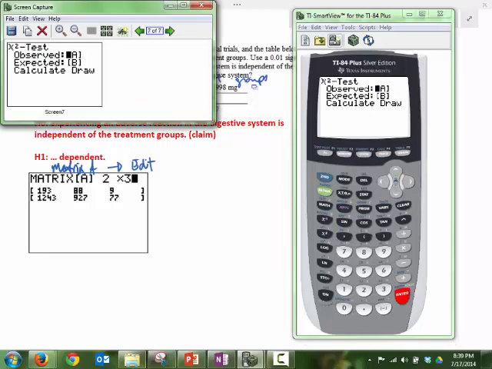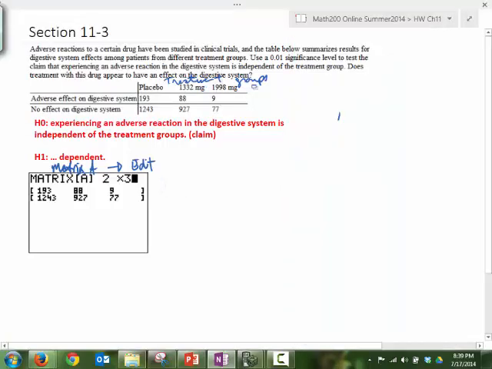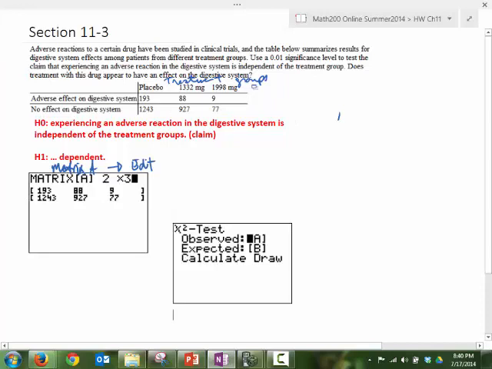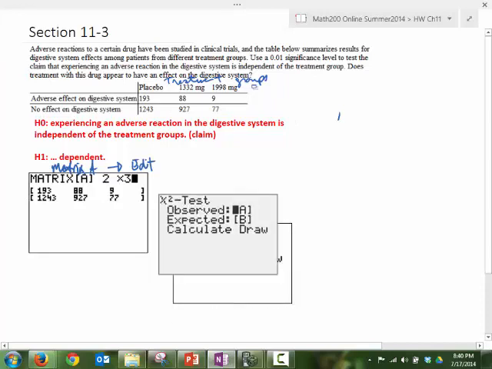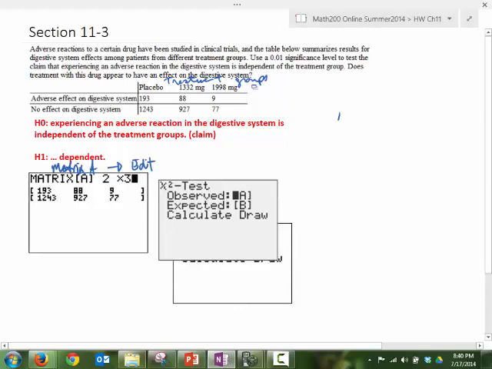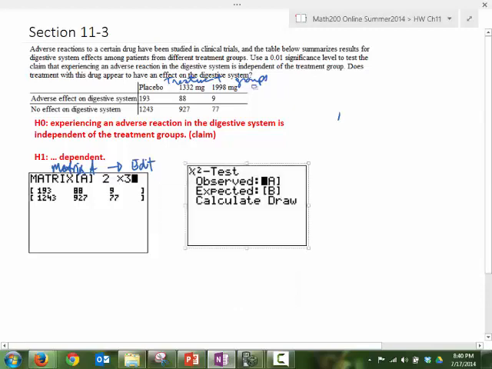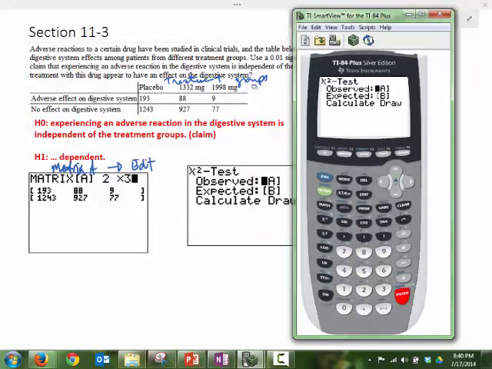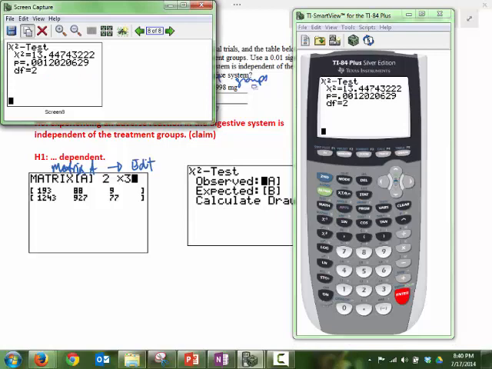So it just did B for you? Yeah. Is it going to be the same thing? No, it won't be the same, but it'll be what the expected values would be. And we'll take a look at matrix B in a minute. So chi-square test, and then hit calculate. And we got our answers.